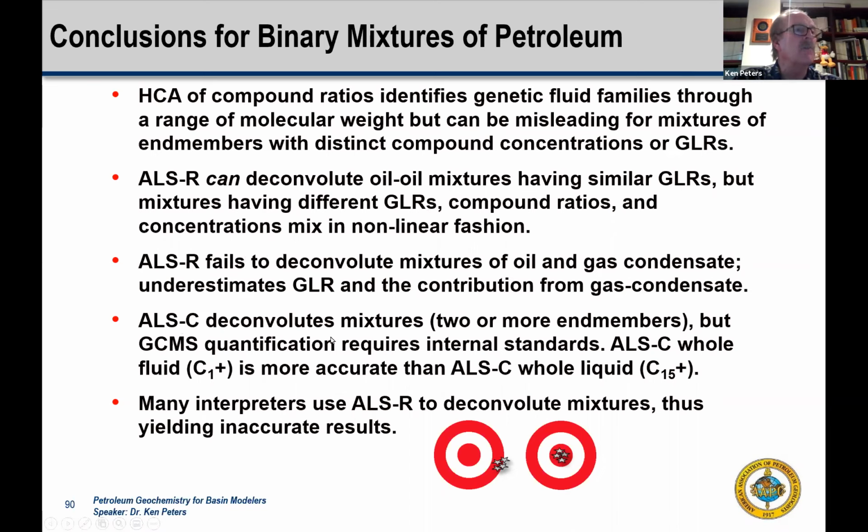ALSC deconvolutes mixtures of 2 or more end members. We just did it with 2, but GCMS quantification requires internal standards. So that's why a lot of the analyses you see in the literature are done with ratios. They didn't go to the trouble of co-injecting internal standards with their samples so they could get at ppms. They have to use ratios. So ALSC of concentrations of whole fluid is more accurate than ALSC of whole liquid, C15+. Many interpreters use ALSR to deconvolute mixtures, thus yielding inaccurate results.